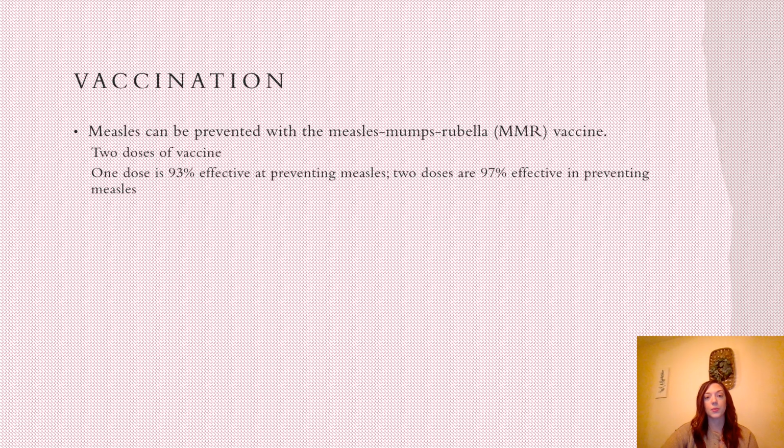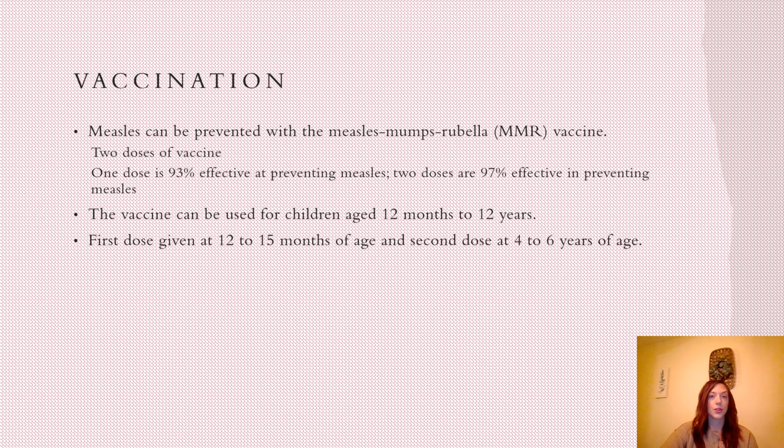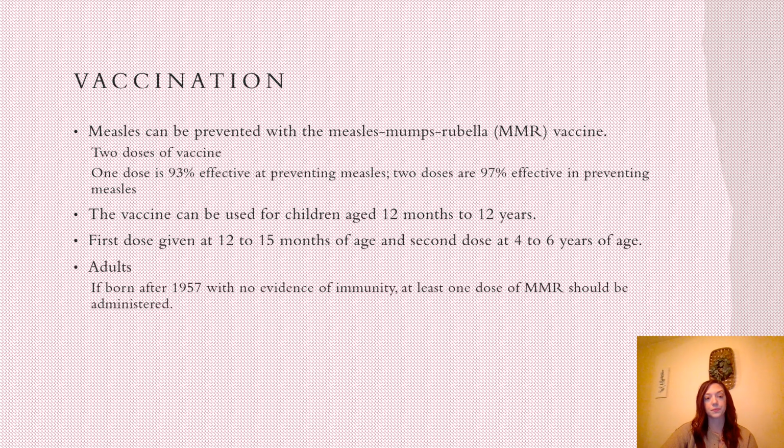Measles can be prevented with the measles, mumps, rubella, MMR vaccine. There are 2 doses to this vaccine. The first dose is 93% effective at preventing measles. 2 doses are 97% effective in preventing the measles. The vaccine can be used for children aged 12 months to 12 years. The first dose of the vaccine is given at 12 to 15 months of age, and the second dose is given at 4 to 6 years of age.